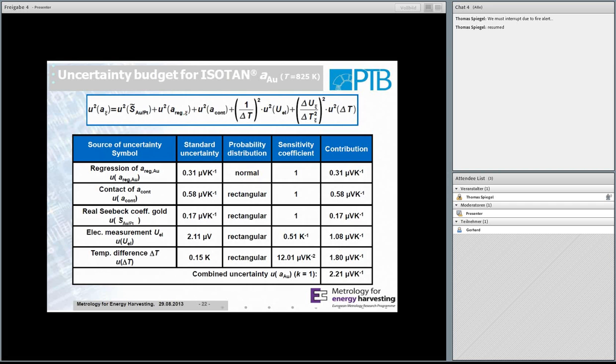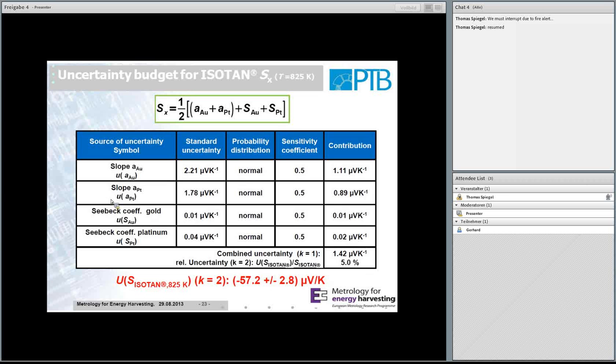And we sum it up, and this all leads to a combined uncertainty for the slope, according to this, for gold, of 2.21 microvolts per Kelvin. We can do this not only for gold, but also for platinum. I won't go through all of this process, I just give you the result. The result is then 0.89 microvolts per Kelvin, and then we have to sum it up.